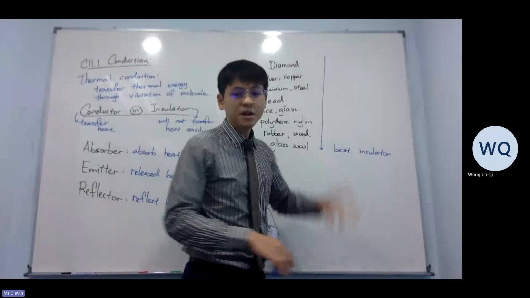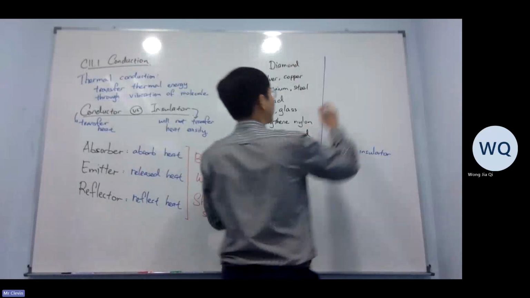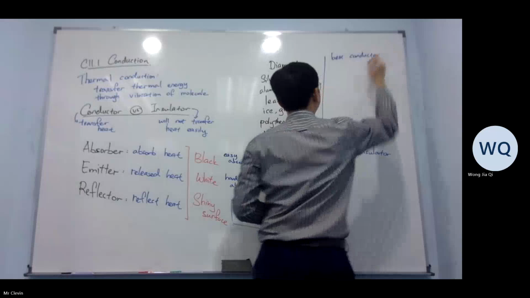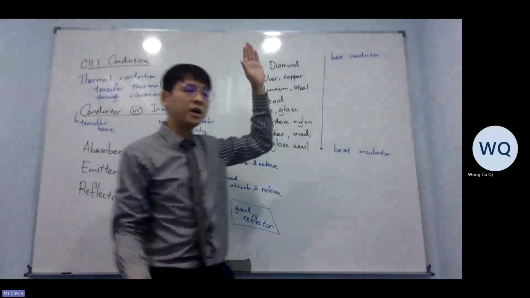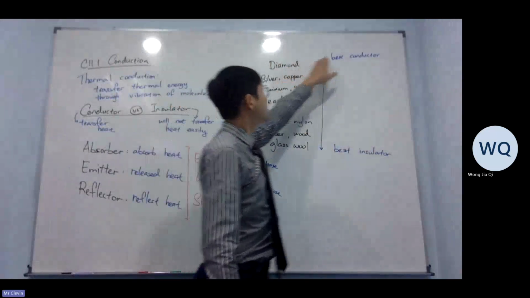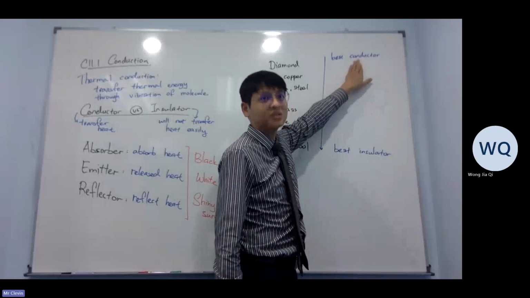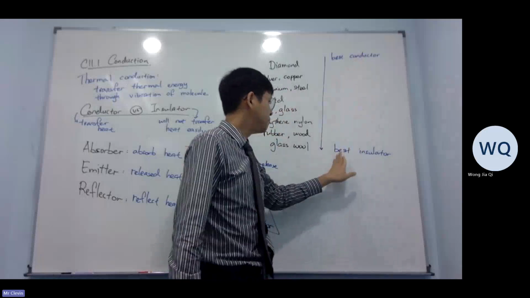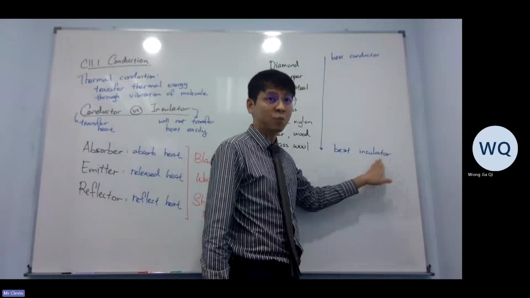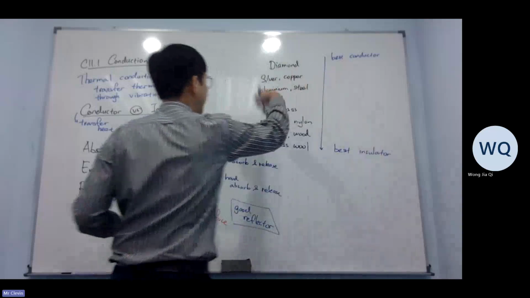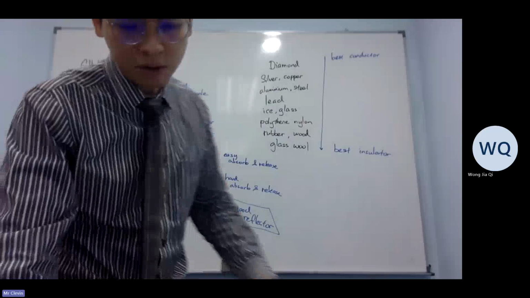Whereas diamond, we call that the best conductor. So they go in opposite directions. If this is the best conductor, it means that it's the worst insulator. If this is the best insulator, it means that it's the worst conductor. So they go in opposite directions. This will be the sequence that you need to know in terms of conduction.